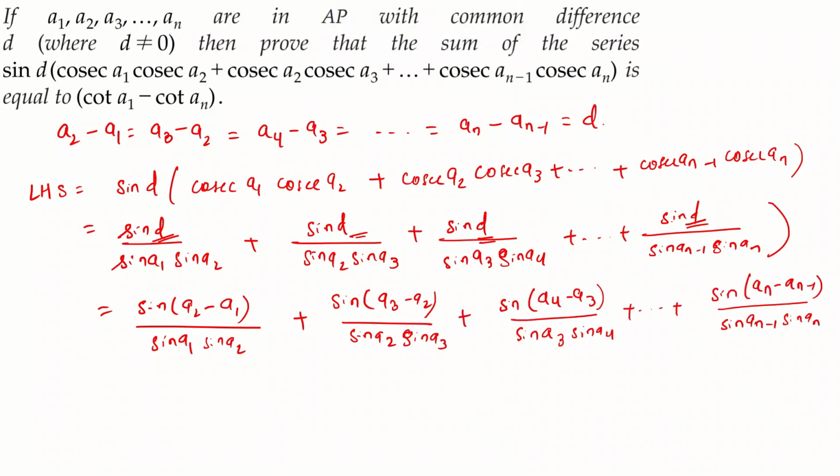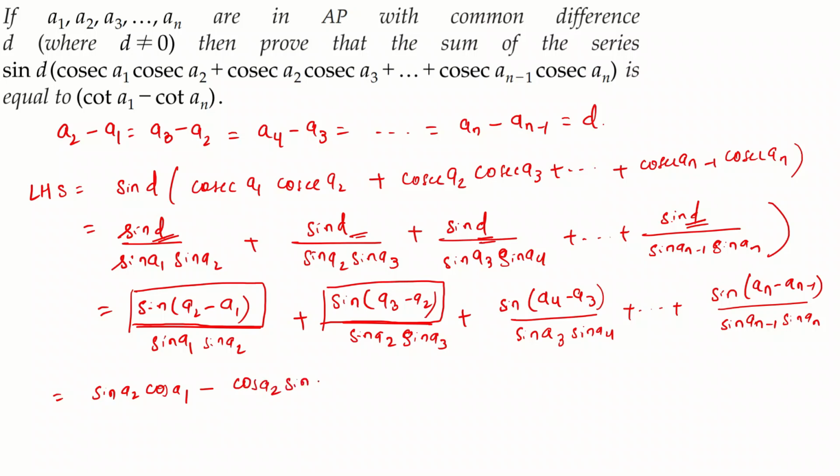Now what we can do is we can apply the formula of sine(a minus b) in here. So this will give me sine a cos b minus cos a sine b, and similarly we will apply the formula to each and every numerator and see what we get. So this is sine a cos b minus cos a sine b, and we keep the denominator as it is, sine a1 sine a2, and similarly we do for all of the terms.